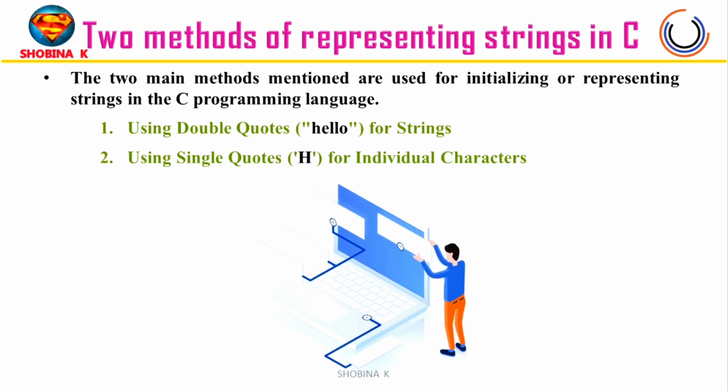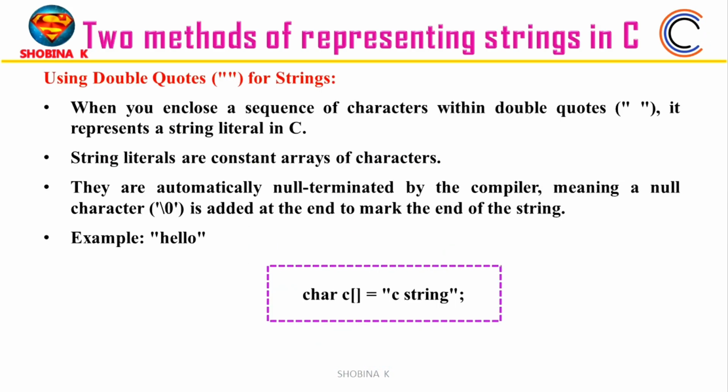In C programming, when we want to represent a sequence of characters as a string, we enclose the characters within double quotes, and this is known as a string literal. For example, "hello" represents the string hello, and single quotes are used to denote individual characters. So when we enclose a character within single quotes, it represents a character constant. In this example, 'h' represents the character h. The double quotes method is the standard and preferred way of representing strings in C.